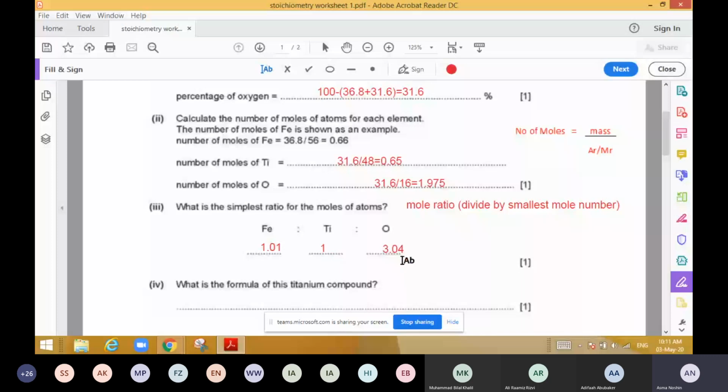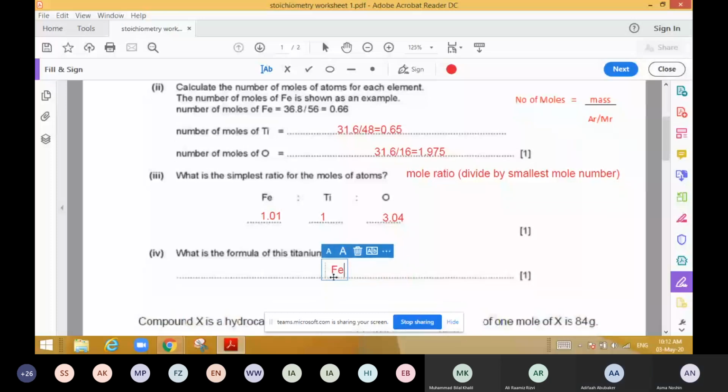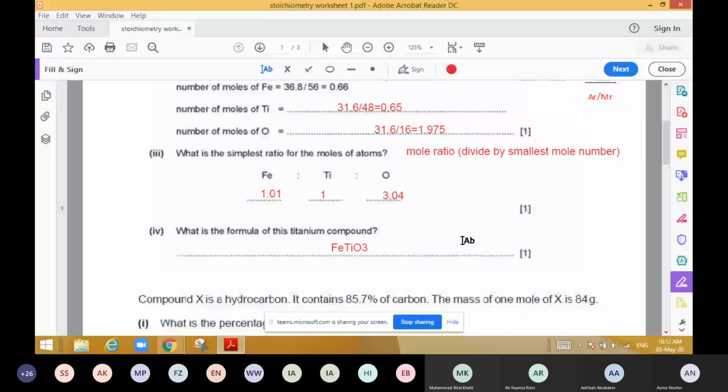Now, can we predict our empirical formula? Can we write it? Yes, it's going to be Fe1, Ti1, O3, so FeTiO3. This is what you will get, and this will be your formula. Till here, any confusion? Okay.